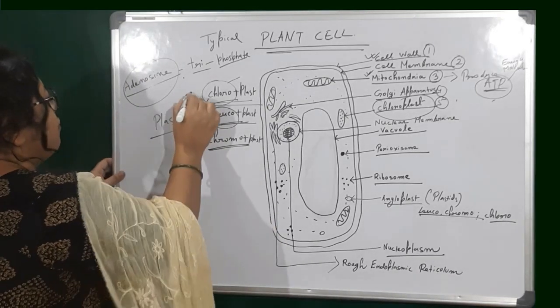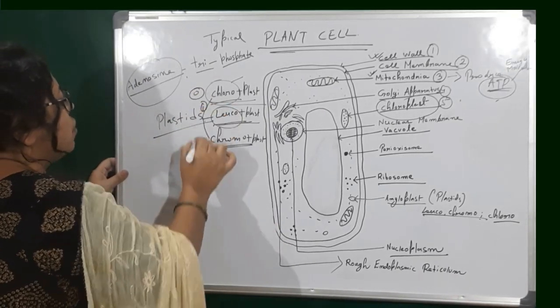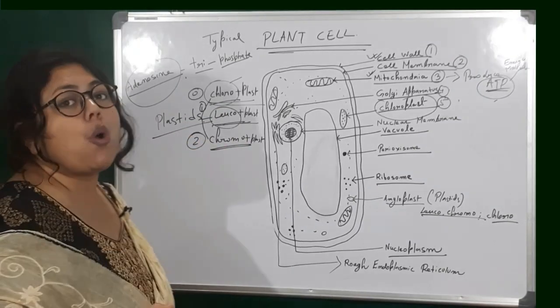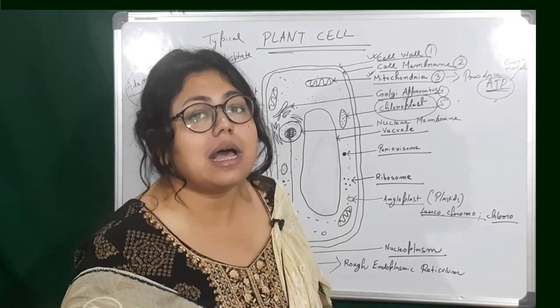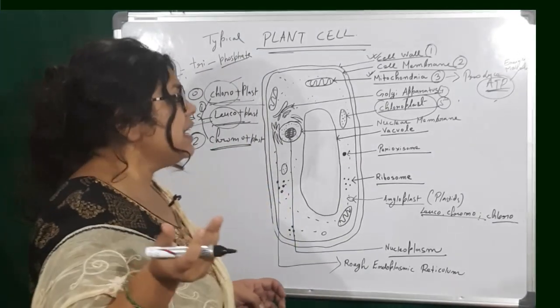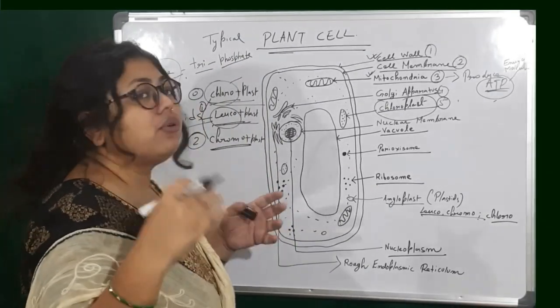One is chloro, one is leuco, and the second one is chromo. In scientific words, chromo means chroma. Chroma means color. So in case of plants, you have fruits.